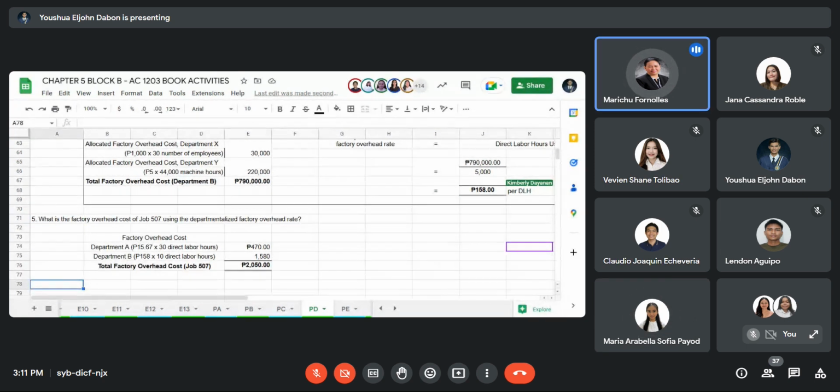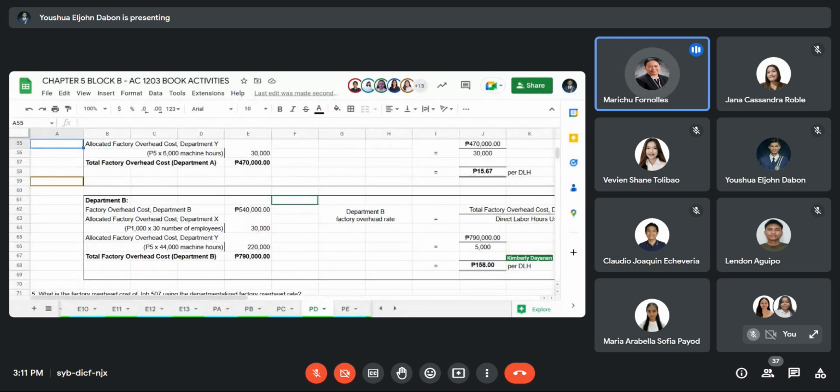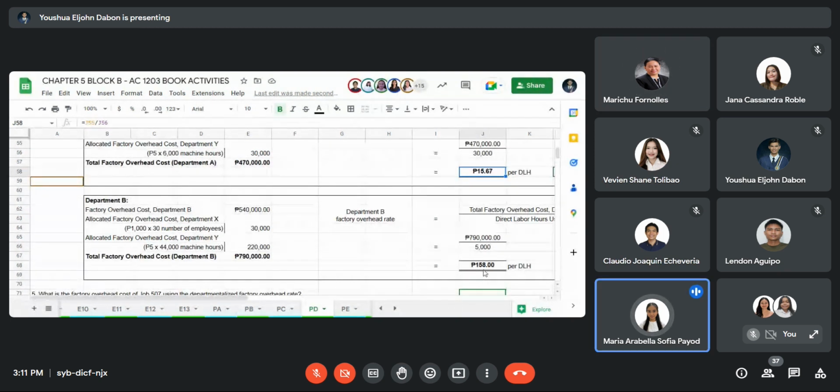Now for number 5, what is the factory overhead cost? Again, for number 4, you got the wrong answer. For the departmentalized overhead rate of production department B. For department A, what was the departmentalized overhead rate of A? That is 15.67 per DLH, miss. Correct. But for B, you answered 158. Yes, miss. That is far from the right answer.